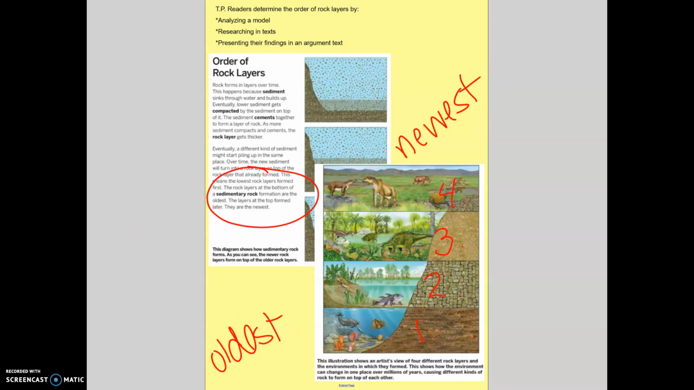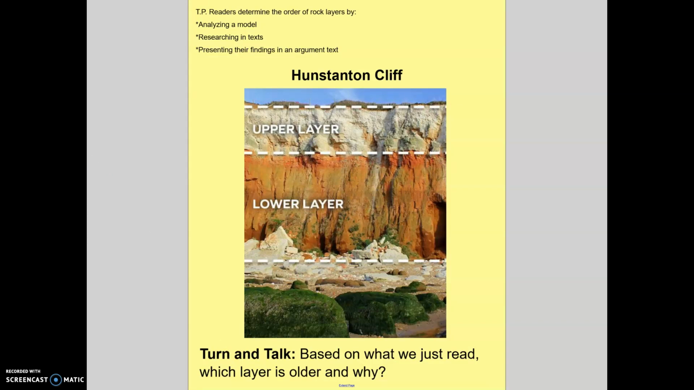Okay, now here is another rock formation, Constantan Cliff. This is a real place in England. You can actually go there. And I want us to use what we just learned to figure out which layer of Constantan Cliff is older and why. If you said that the lower layer was older, you are correct. We know that the lower layer is always older because new sediment falls on top and forms new rock layers. So this one came first, and this one came second.